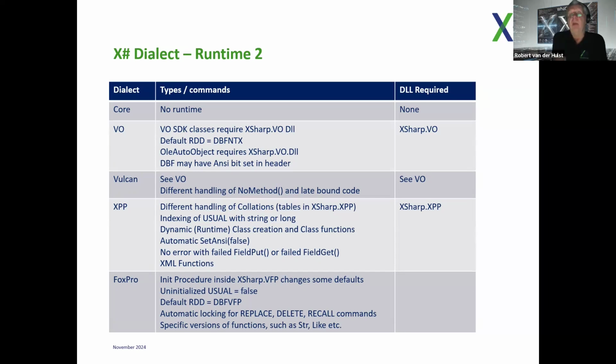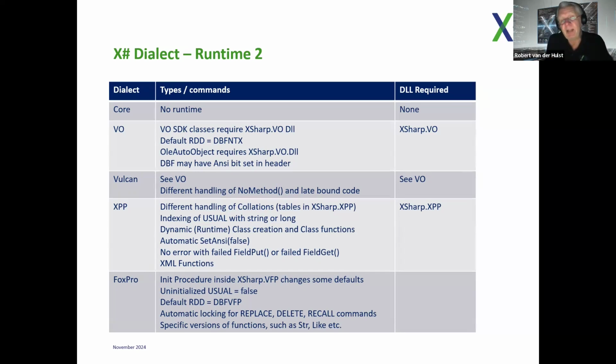Vulcan has the same requirements for the DLLs as VO, but for example, there's different handling of NoMethod and late-bound code. Our runtime basically makes a distinction between VO and Vulcan, so we have the same behavior. I will not go into details, but you should be aware of that.